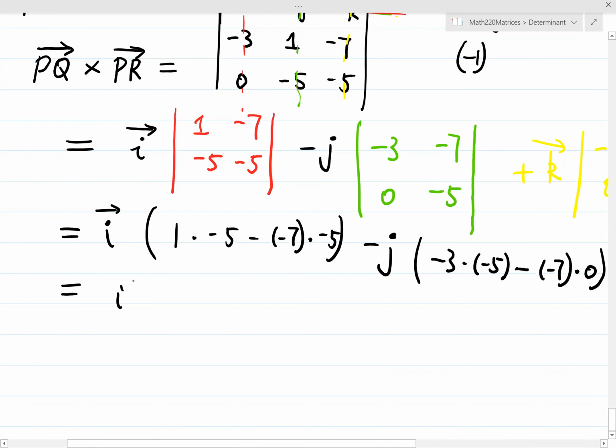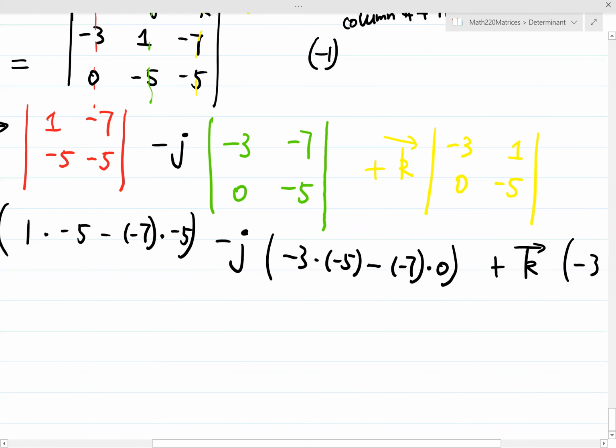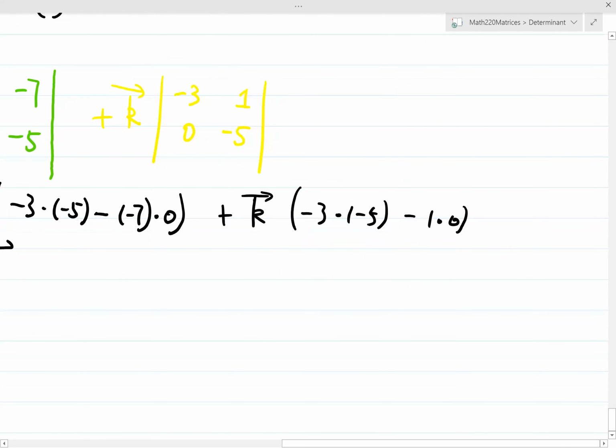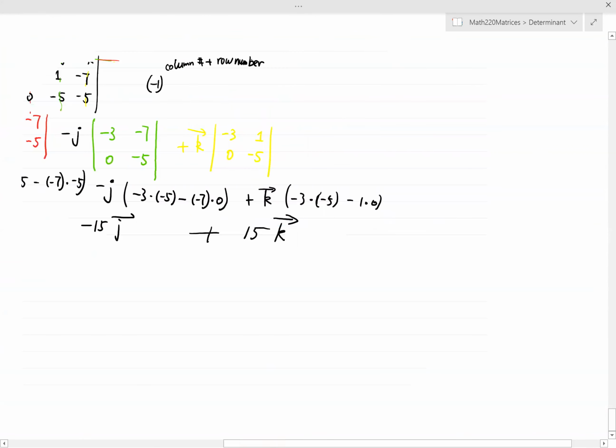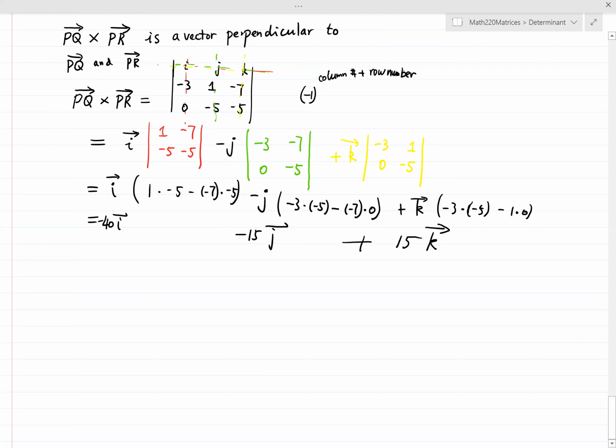Finally, we compute this. So we get -40i. Just evaluate that. For the coefficient of j, -3 times -5, we get 15, and the other term is 0. So it's minus 15j. And then for k, I'm confusing myself, so it's -3 times -5, so we get 15. So plus 15k.